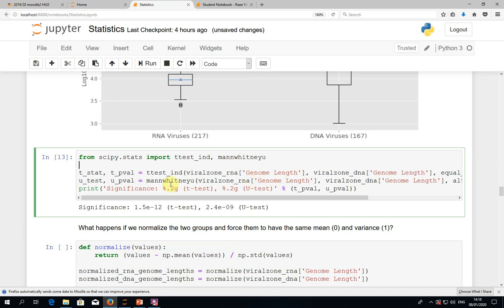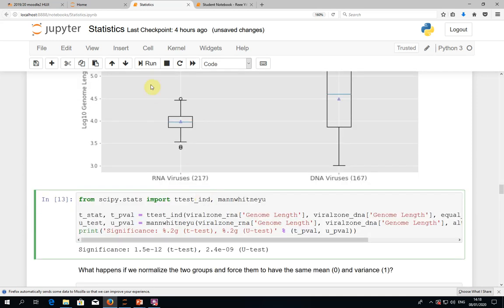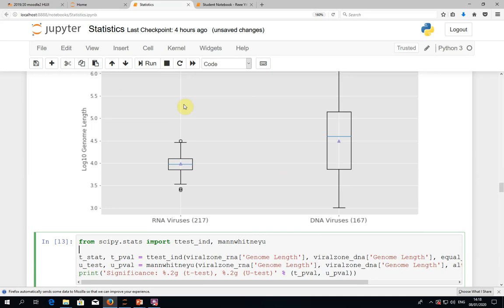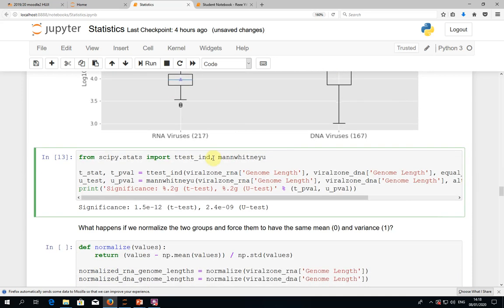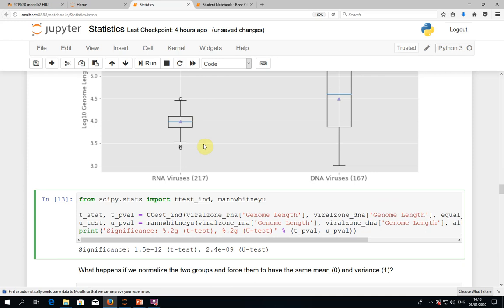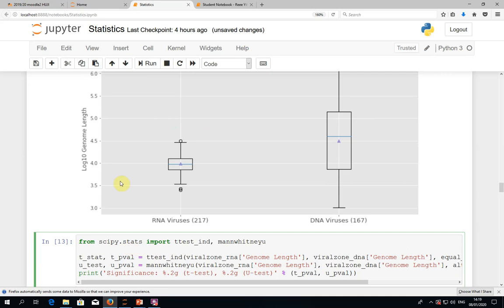And you can see they give pretty much similar results. So the t-test is a little bit more significant, and the u-test, as is typically the case, is somewhat more conservative. But either way, we get a very significant p-value. So I think it's safe to conclude that what we see in the graph and what we see in the statistical analysis, whether we use a t-test, which is sensitive to distribution issues, or the u-test, which is much more robust to what exactly the distribution is, either way we get a very significant p-value. So we conclude that there is indeed a difference, and DNA viruses are indeed larger than RNA viruses.